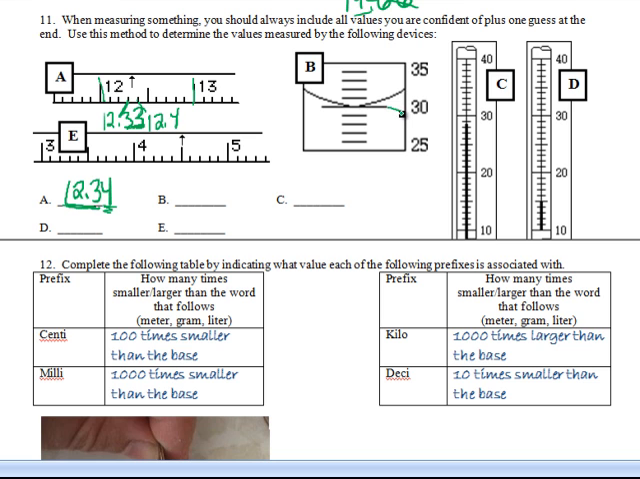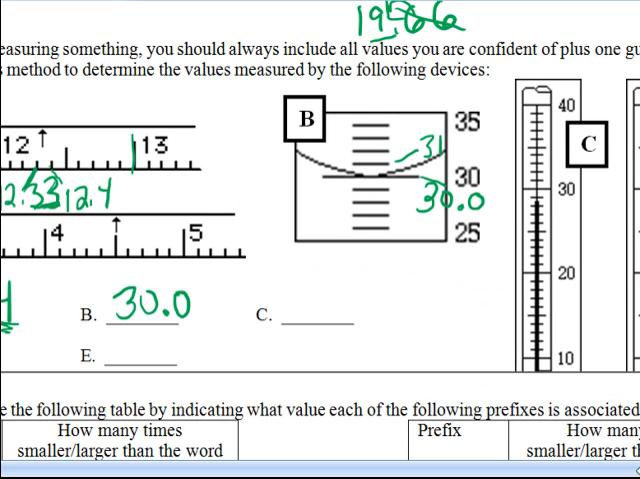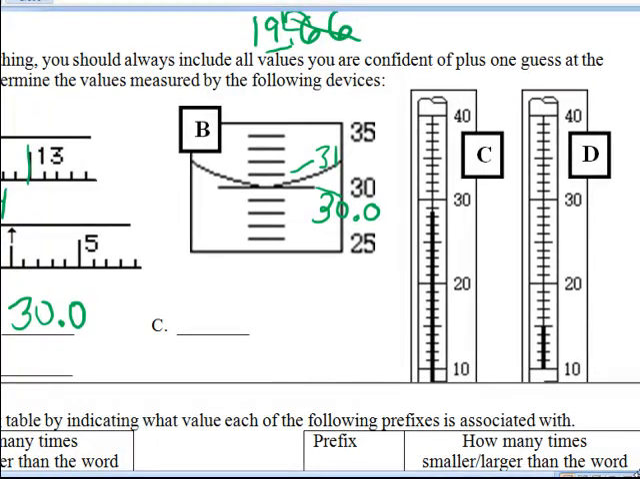We know it's at least 30. We know it's not quite 31. In fact, it's nowhere near 31. I actually think it's right on the line. So I'm going to say it's 0/10 of the way between 30 and 31. So I'm going to write down 30.0. Let's see if I can zoom in a little bit. Okay, a little bit better.